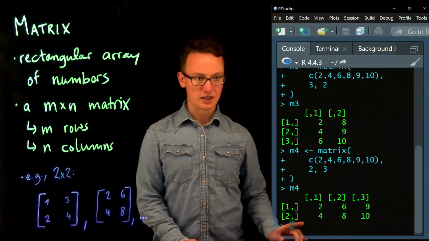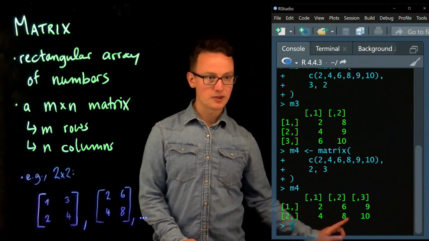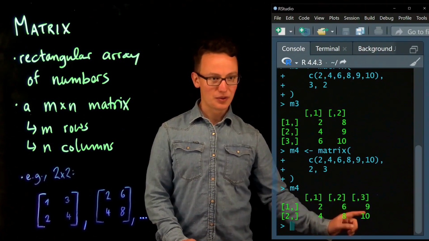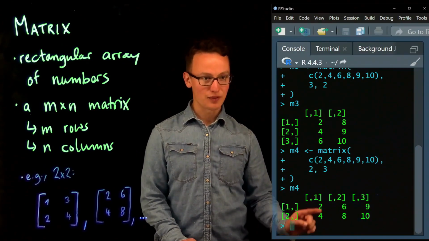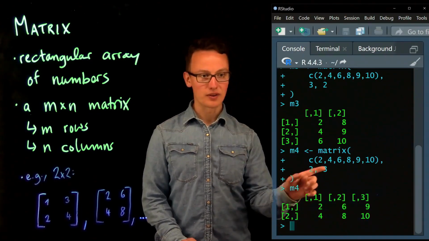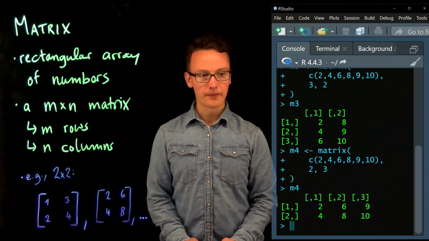So now I will have a 2 by 3 matrix as opposed to a 3 by 2 matrix. And this will look as expected. So now I have, as we can see, 2 rows, but 3 columns. And again, the values have been put into this matrix in such a way that we first start filling out the first column, and then the second column, and then the third column. That's just how this matrix creation command works in R, okay?